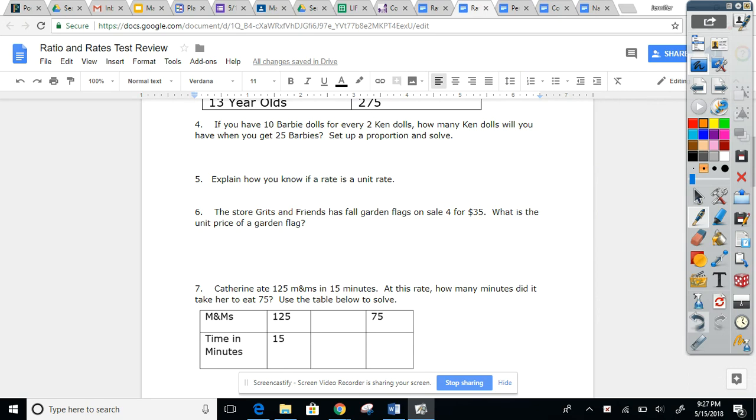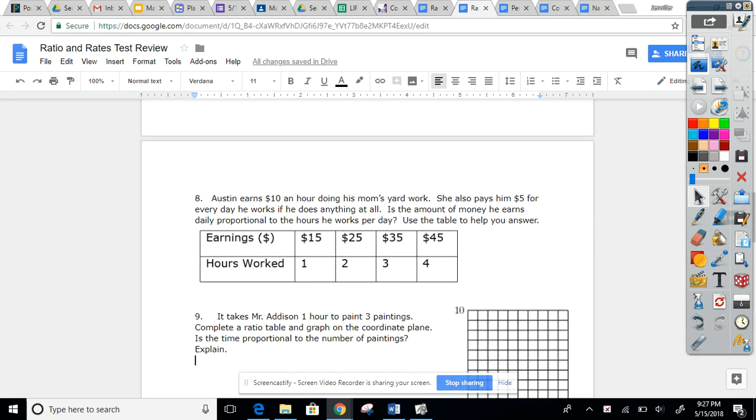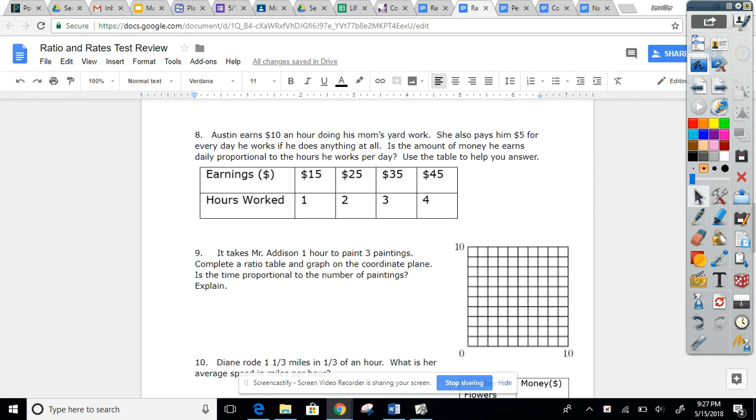Okay. Next, I want to talk about number 8. Okay, it says Austin earned $10 an hour for working in his mom's yard. She also paid him $5 every day he works, if he does anything at all. Is the amount of money he earns daily proportional to the hours he works per day? Use the ratio table to help you answer. So, he earns $15 for the first hour he works. For the second hour he works, he earns $25.